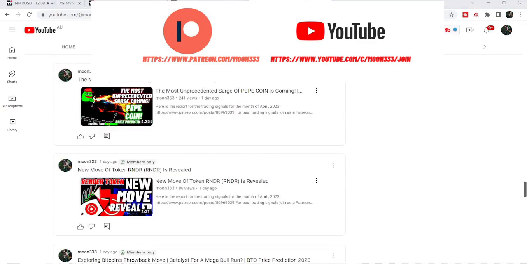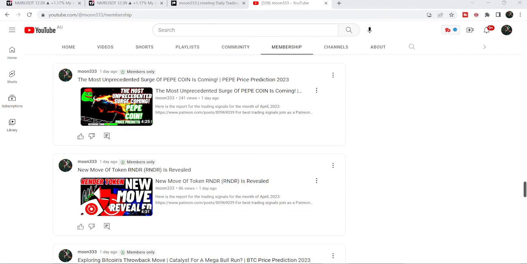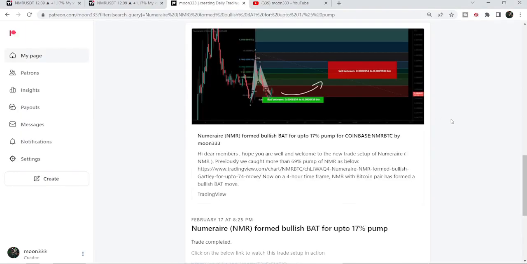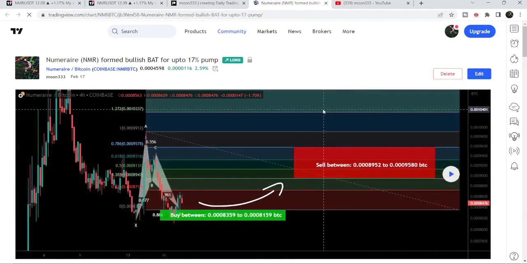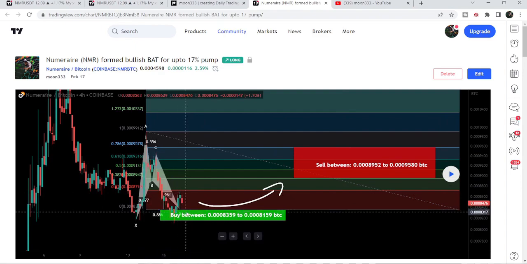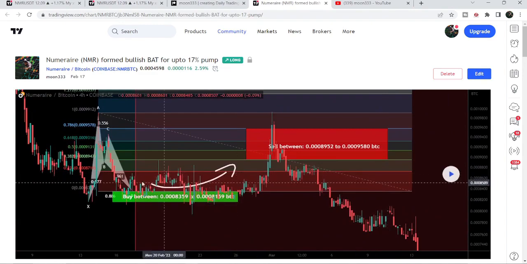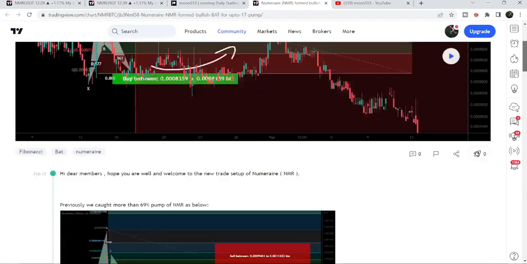First of all, let me begin with my most recent trade signal for NMR, which I shared in the month of Feb 2023. That was a harmonic bullish reversal Bat move that NMR formed with the Bitcoin pair, not the US dollar pair, on a 4-hour time frame chart. When I shared this idea, it was moving slightly above this potential reversal zone. If I play this chart, you can see the price line again moved down inside this buying zone, the potential reversal zone. Then we had a bigger pump, almost a 20% move on this 4-hour time frame chart.